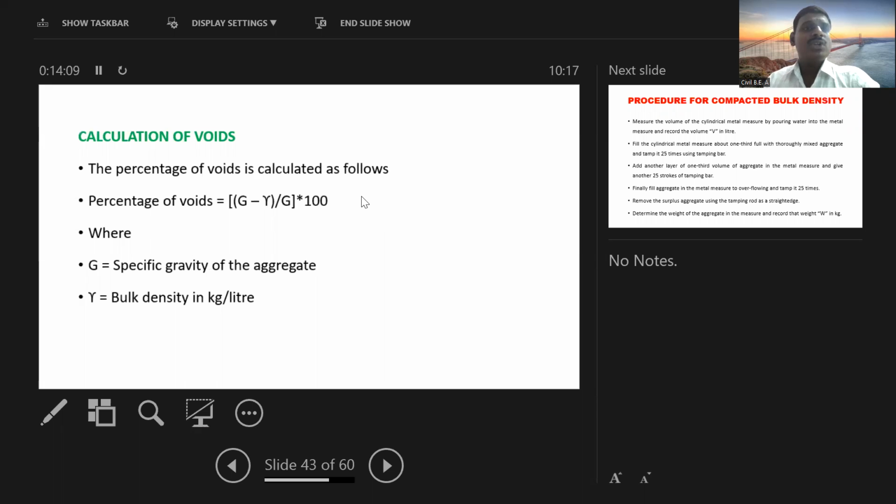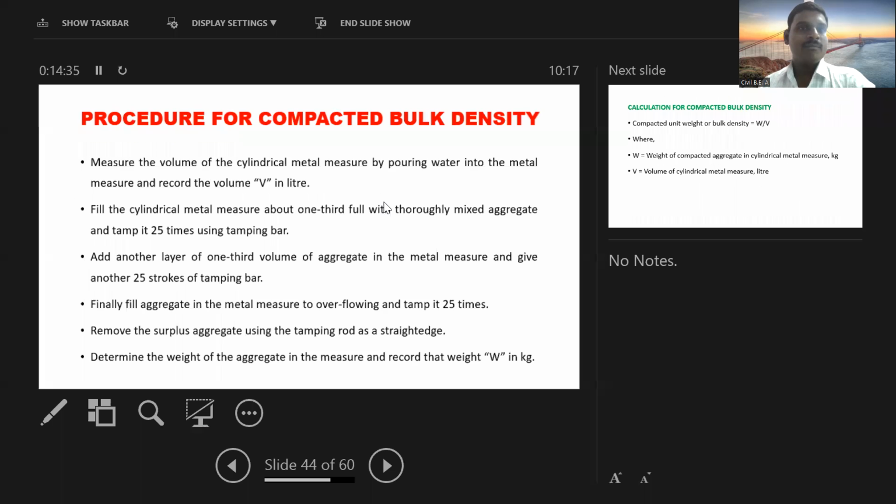So the calculation of voids is something we have to do with that bulk density. Here the percentage of voids is calculated by using this particular formula: (G minus gamma) divided by G, into 100, where G is the specific gravity of aggregate and gamma is the bulk density in kg per liter. So we can calculate the voids present in that particular cylinder.